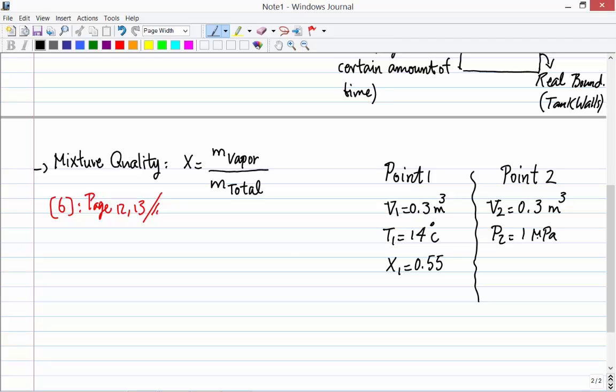And it also adds that at this point, the entire refrigerant in the tank exists in the vapor phase only. So that would be a saturated vapor, right? Because in the beginning we have a mixture, see, X1 is 55%. It means a little bit more than half of the mass is vapor, and the rest of it, which is 45%, is liquid phase.